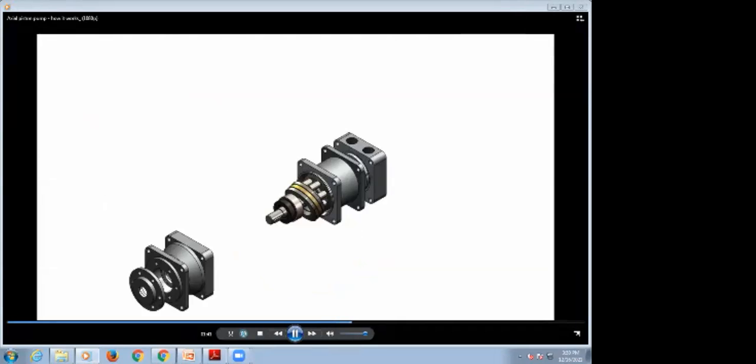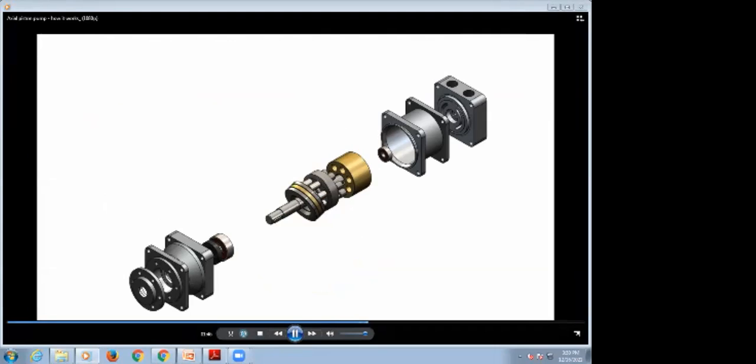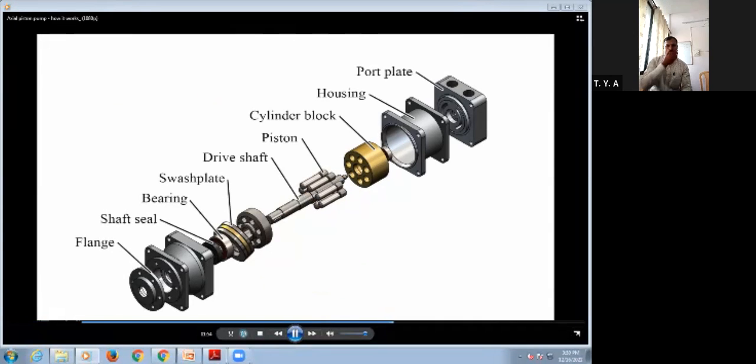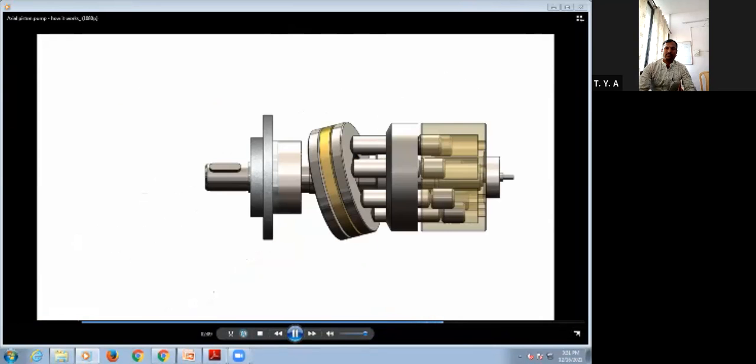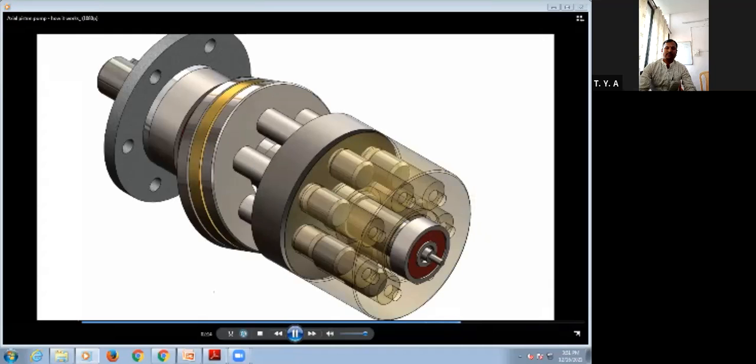Swashplate piston pump design. Most swashplate piston pumps consist of a few basic components: flange, shaft seal, bearing, swashplate, drive shaft, piston, cylinder block, housing, port plate. The swashplate mechanism is a displacement mechanism, the displacement pistons of which are arranged axial to the drive shaft. The reaction force of the pistons is carried by the swashplate.